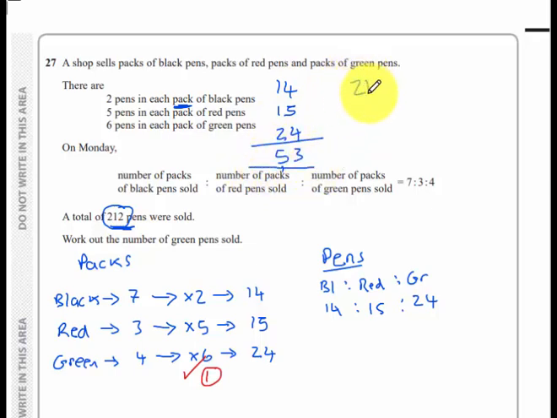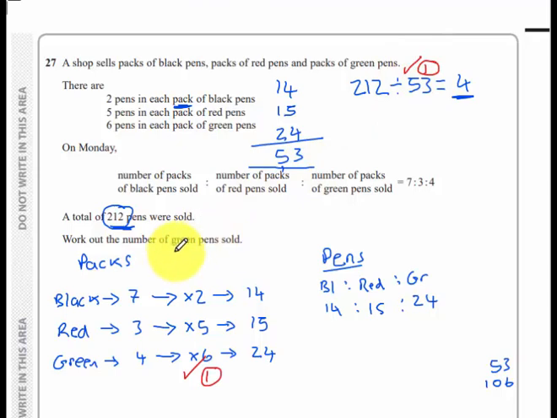So I want to do 212 divided by 53. I'm just going to write my 53 times table out down here. So 1 times 53 is 53. 2 times 53 is 106. I can see that's going to double to make 212. So I've got 4. So each share in my ratio is worth 4 pens. Getting to 212 divided by 53 will pick me up my second mark.